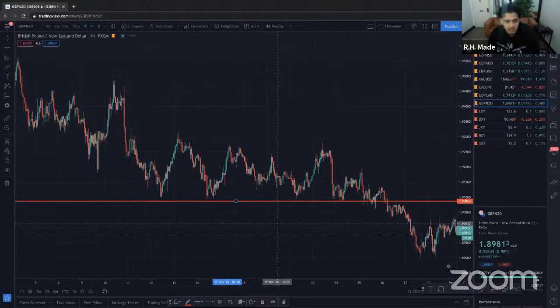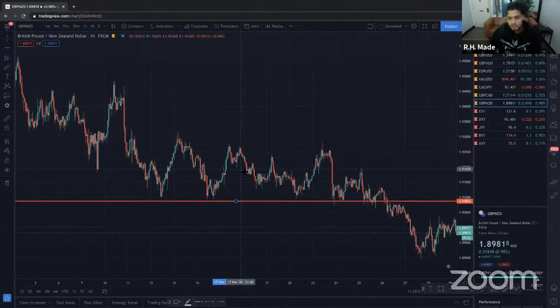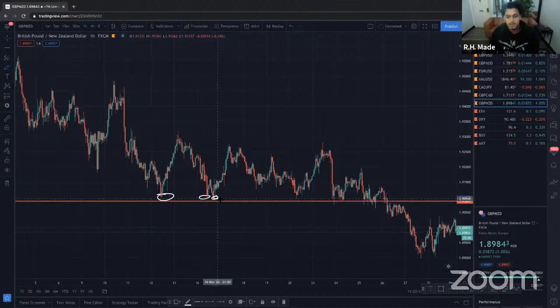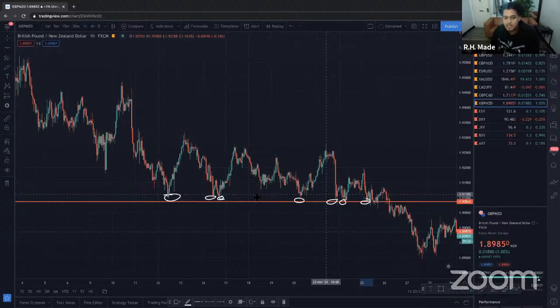As you see, this area is an area of support. You have one rejection, 2, 3, 4, 5, 6, 7. Right, and then it broke. And this support line, this resistance line, my fault, the support line, I said it right the first time. The support line then became resistance.